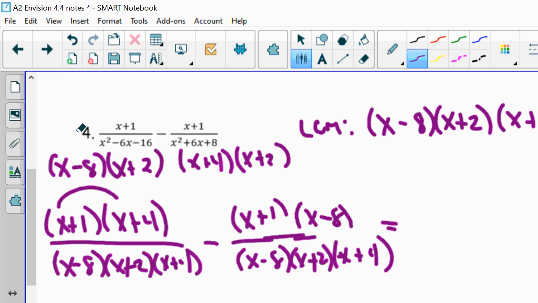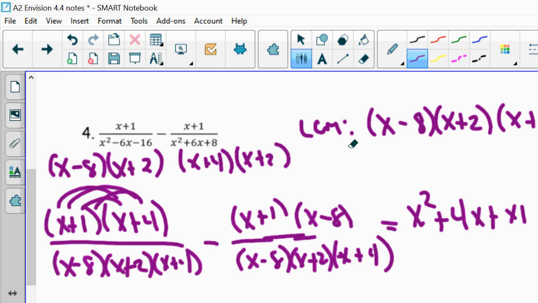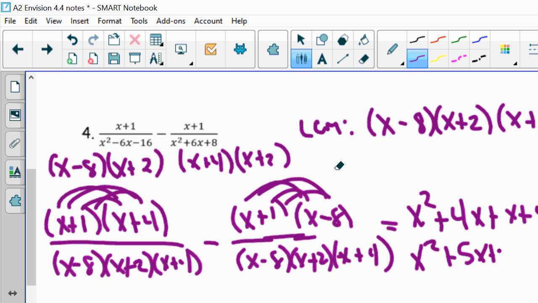So now we're going to come over here, we're going to FOIL. So we're going to get x squared plus 4x plus x plus 4 minus, I'm going to put all of this in parentheses because I'm just going to distribute. So x squared minus 8x plus x minus 8. So combine like terms here, we get x squared plus 5x plus 4 minus x squared. In here, I really have a negative 7x. That turns to plus 7x when I distribute my negative, and then plus 8.